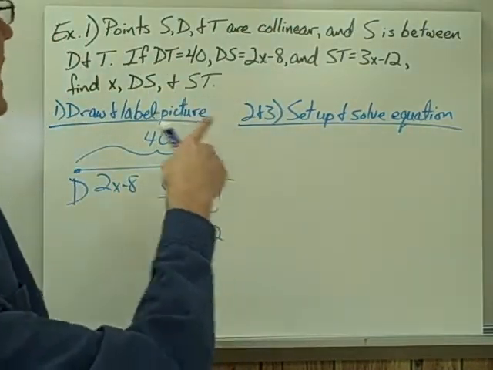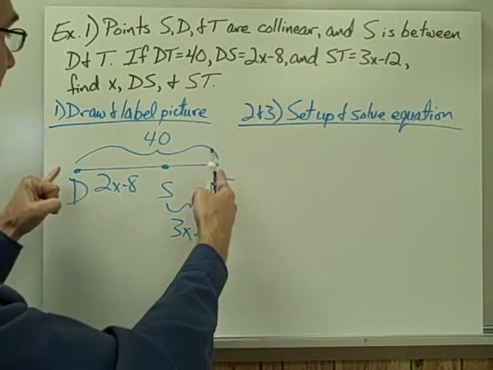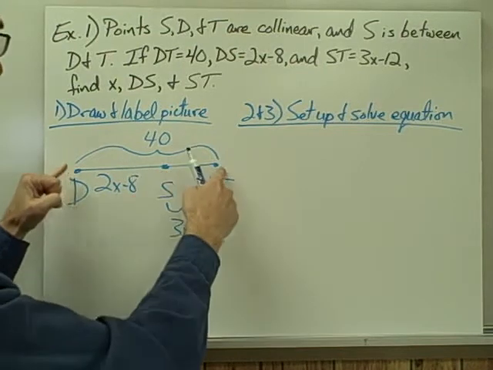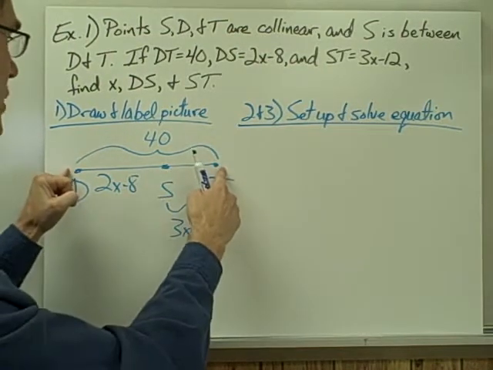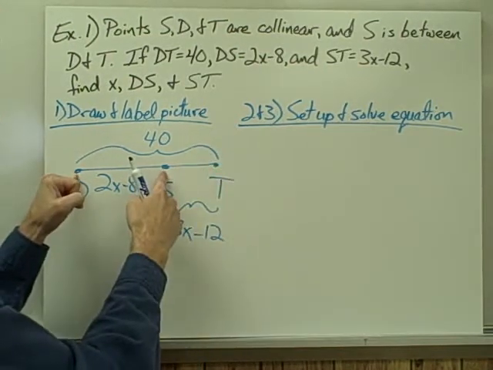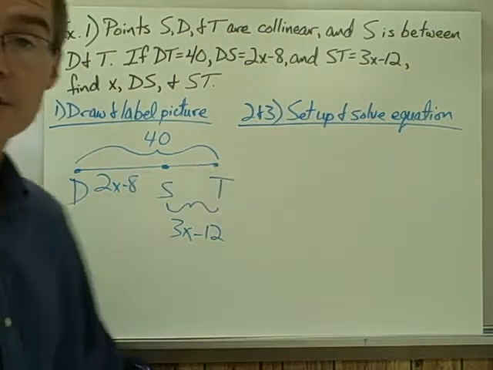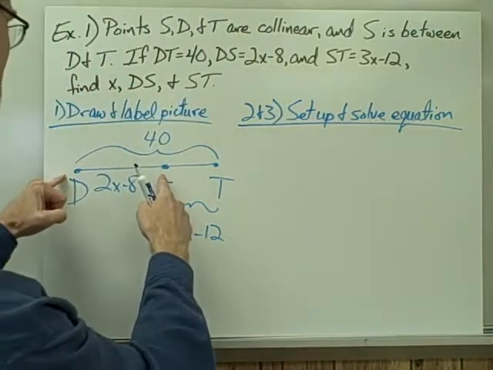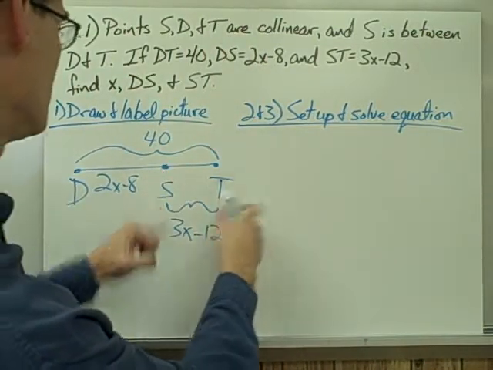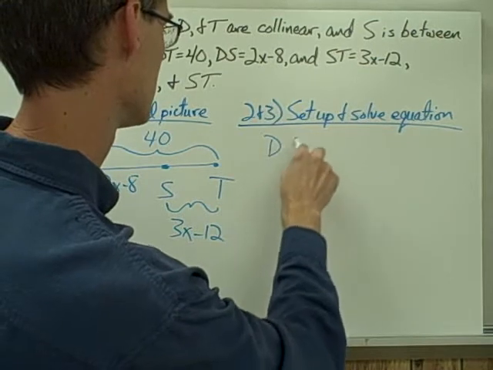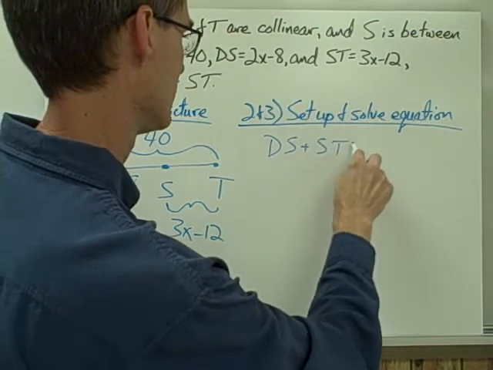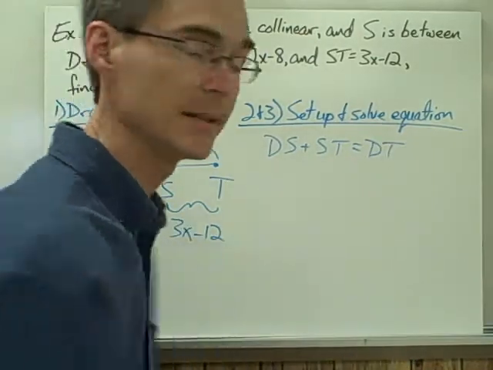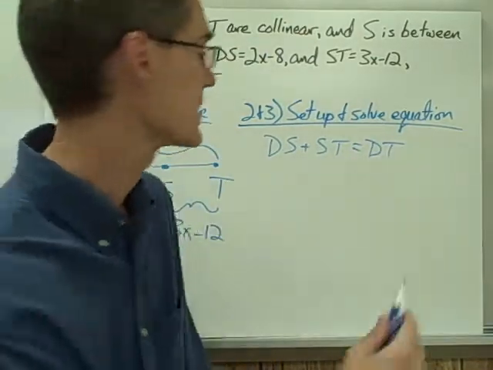I'm going to use that, and the segment addition postulate tells me if I have 3 collinear points, and I've got this point between the other 2 points, that this whole distance here is equal to this distance plus this distance. So I'm going to use that postulate to set up my equation. So let's see. DS plus ST equals DT. That's what the segment addition postulate says.